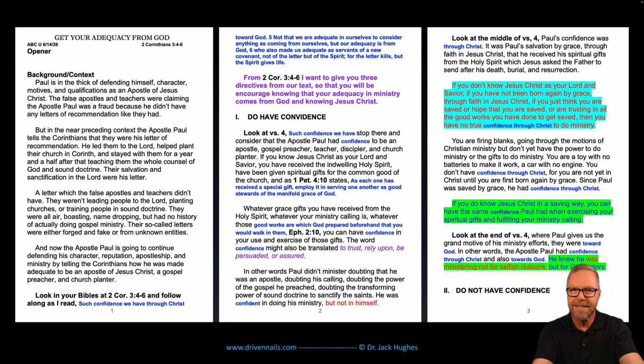So then I would read the text, then I would give the proposition where I tell them what I'm going to tell them, and then I begin to tell them in the main body of the sermon. "Have confidence, such confidence we have." Just stop there and consider that the Apostle Paul had confidence to be an apostle, preacher, etc. And I start quoting verses, a few cross-references. I explain. I go to the middle of verse 4, look at the middle of verse 4. "Confidence was through Christ." What does that mean? I explain it. And then I'm just kind of going through. I go through the whole sermon that way.